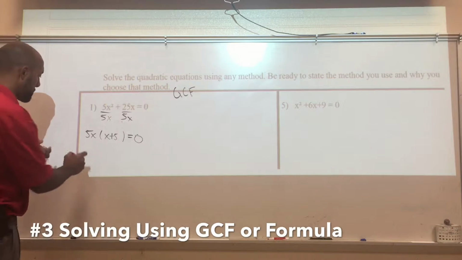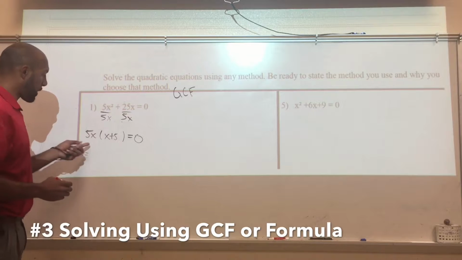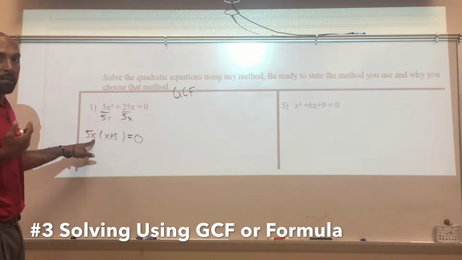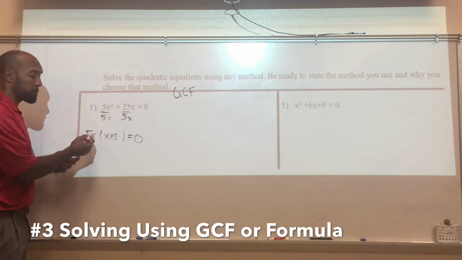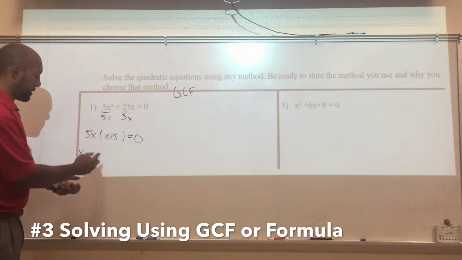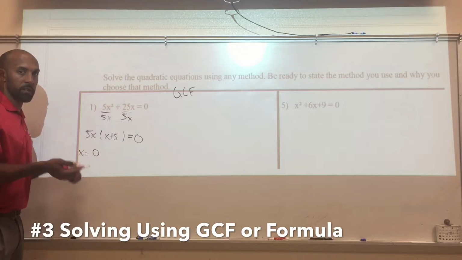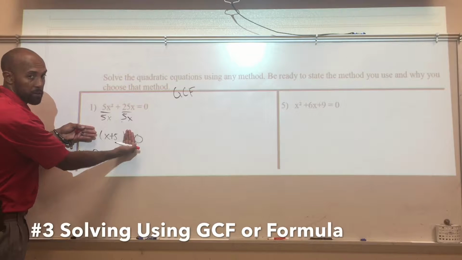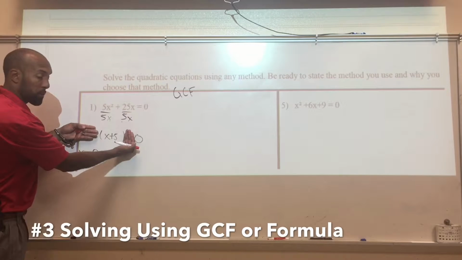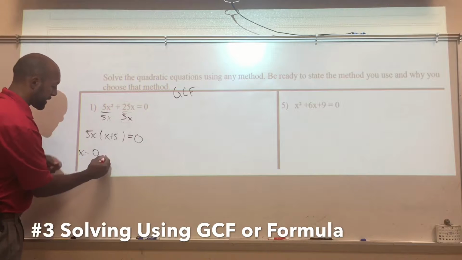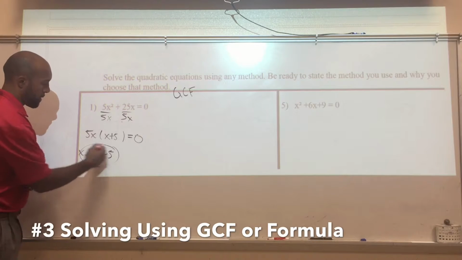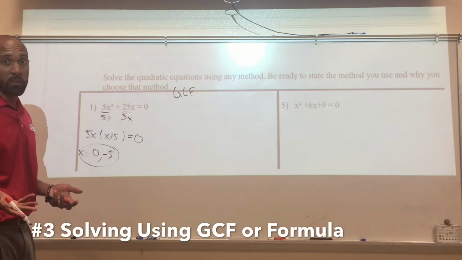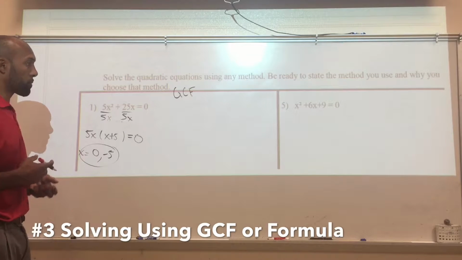So now I can go straight to my answer. And remember, I'm trying to figure out what number do I plug in here to make this equal 0. In other words, 5 times what number equals 0? And that's 0, because 5 times 0 is 0. Then I go to the second part of the factor, and I say, well, what number plus 5 equals 0? And that's negative 5. So that was a lot quicker than doing quadratic formula, but quadratic formula will work.